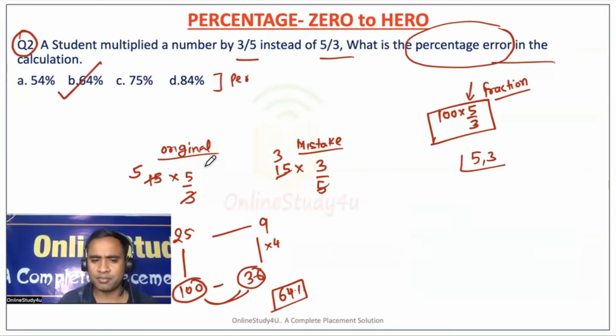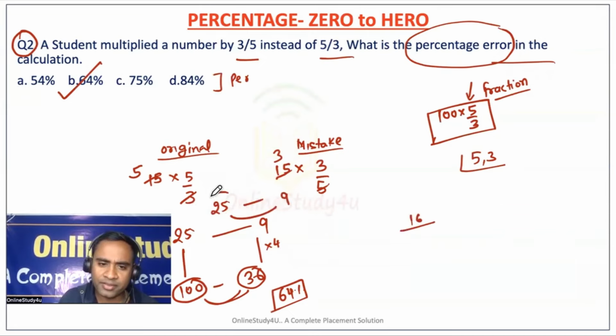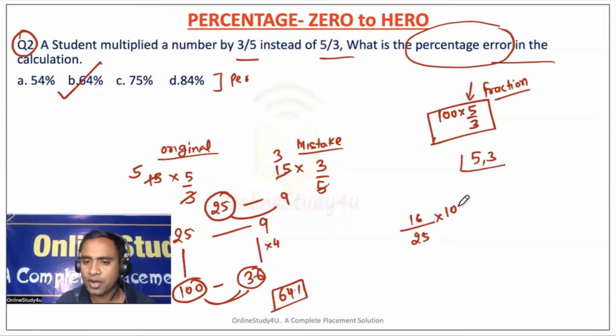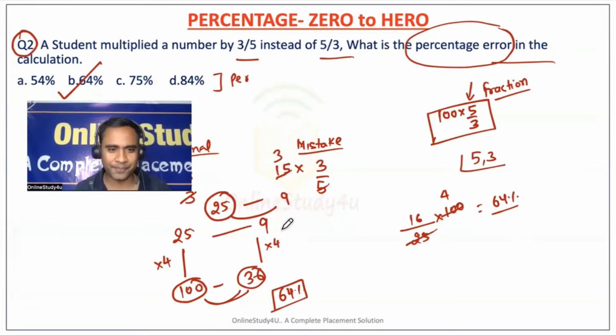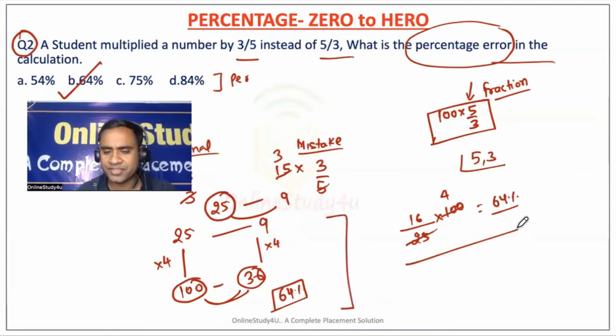See, many people can do it this way. Here the original value is 25 and the mistaken value is 9. So you can calculate the percentage. What is the difference? Basically 64. What is the original value from where the mistake has happened? 25 into 100, so this is 4 times. 16 into 4 will be 64%. I'm telling you the easiest way to solve this problem. But anyway, this is a basic method which you all are aware of.